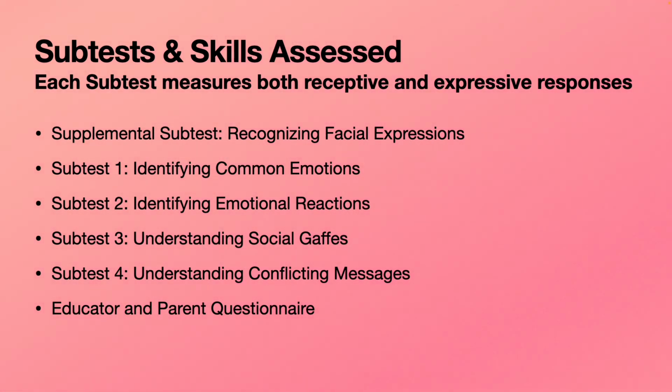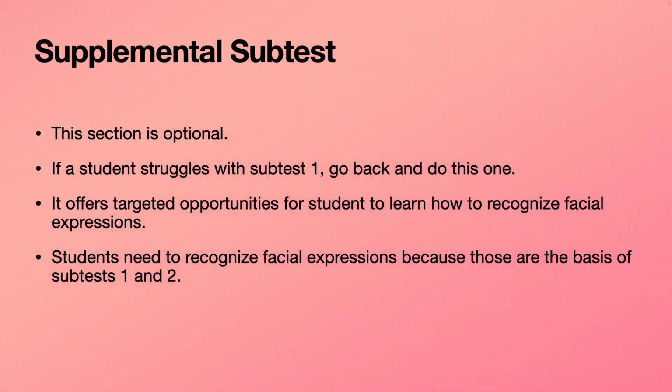You will administer at least 4 subtests. You might need to administer the supplemental subtest. Both the educator and the parent or guardian should complete a social emotional questionnaire. The supplemental subtest is optional because students need to recognize facial expressions for the subtests. Some students may need practice with that. In that case, go through this subtest.